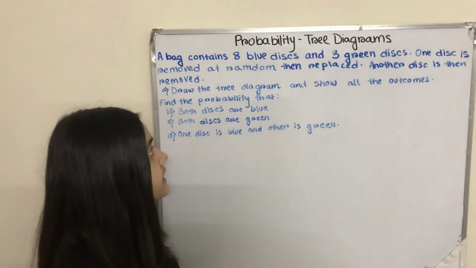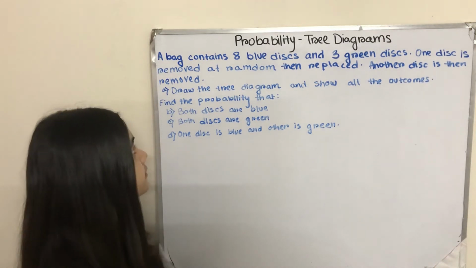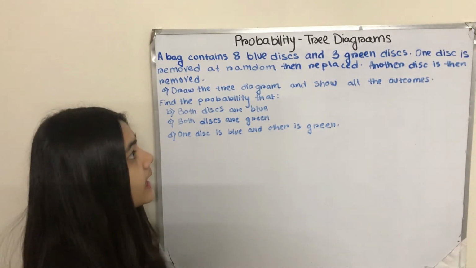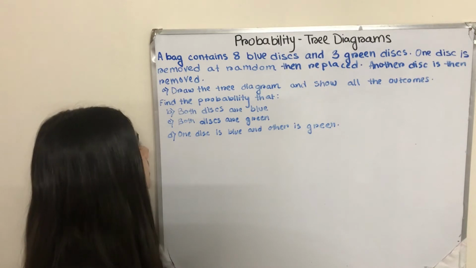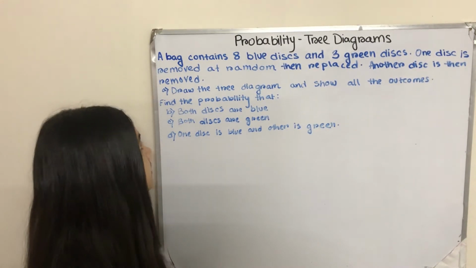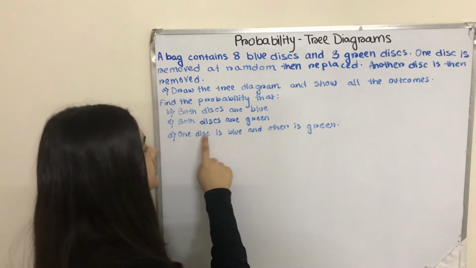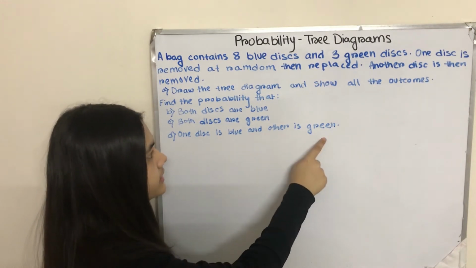A bag contains 8 blue discs and 3 green discs. One disc is removed at random, then replaced. Another disc is then removed. A. Draw the tree diagram and show all the outcomes. Find the probability that both discs are blue, both discs are green, one disc is blue and the other is green.